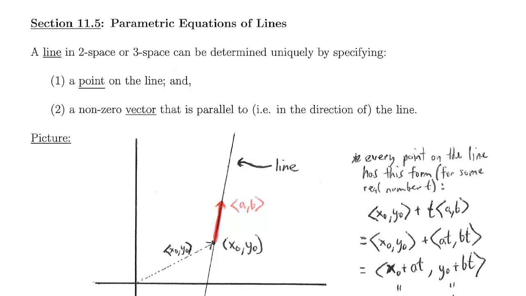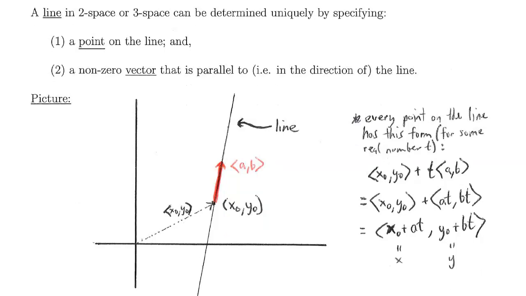In this video, we're going to talk about parametric equations of lines. Now, a line can either be in 2-space, in the plane, or a line can go through 3-space. But in either case, we can determine a line uniquely by specifying a point on the line and a direction that the line is going in.